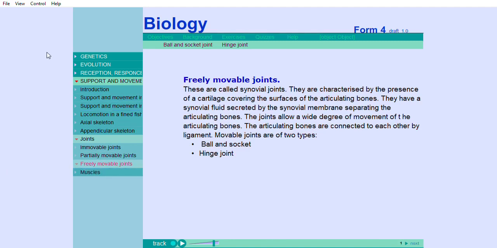Freely movable joints. These are called synovial joints. They are characterized by the presence of a cartilage covering the surface of the articulating bones. They have a synovial fluid secreted by the synovial membrane separating the articulating bones. The joints allow a wide degree of movement of the articulating bones. The articulating bones are connected to each other by ligament. Movable joints are of two types: ball and socket and hinge joint. The illustration shows a synovial joint.